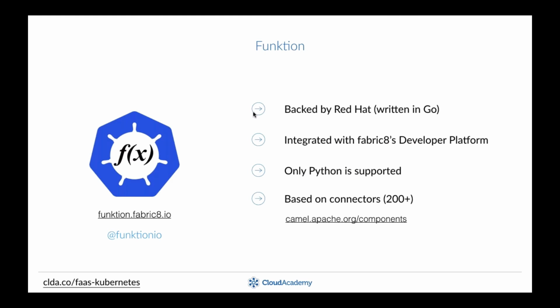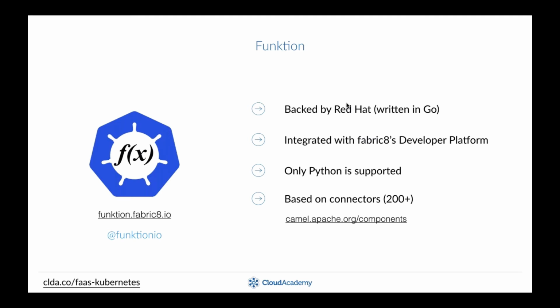So let's go on. What about Function, the second framework that we identified? I think this is the oldest. I couldn't find out if Function or Fission is older, but I think Function is the oldest, and it is backed by Fabric8, which is backed by Red Hat, and this one is also written in Go.